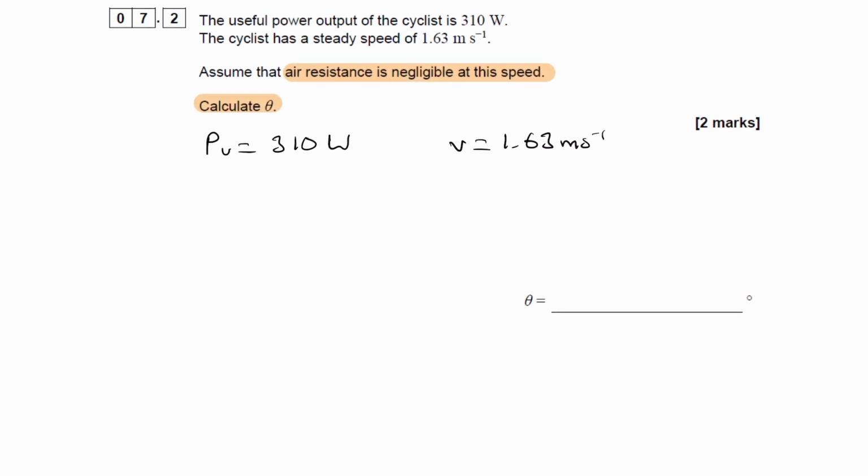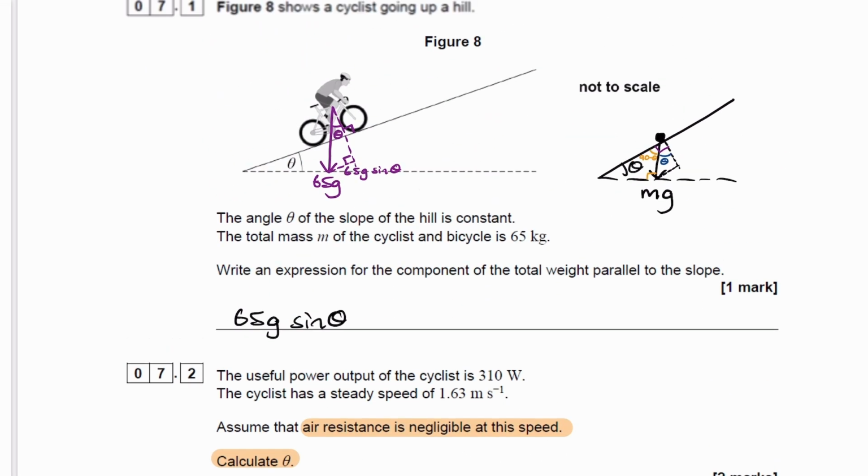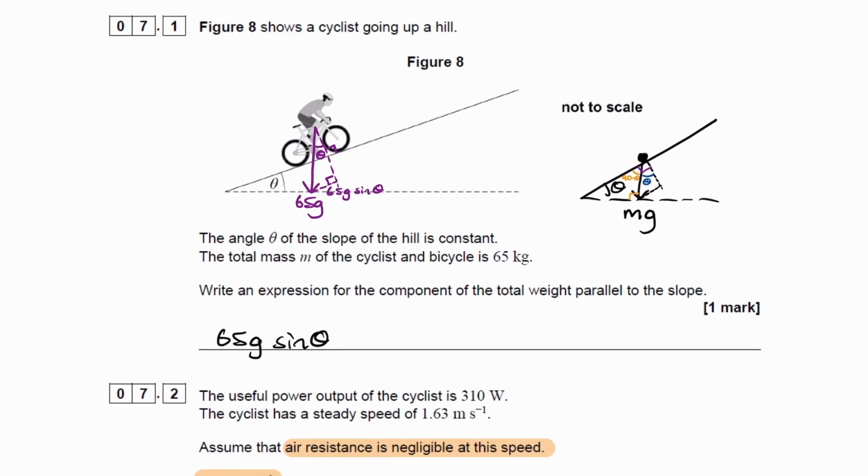If there is no air resistance, then there are two forces that we need to consider for our cyclist. We have the driving force going up the slope, so let's call that F_d. And then we also have going back down the slope, this component of force that we worked out earlier. Those two things should be equal. If the cyclist is going at a constant speed, and these are the two forces parallel to the plane, they should be equal. So let's write that down.